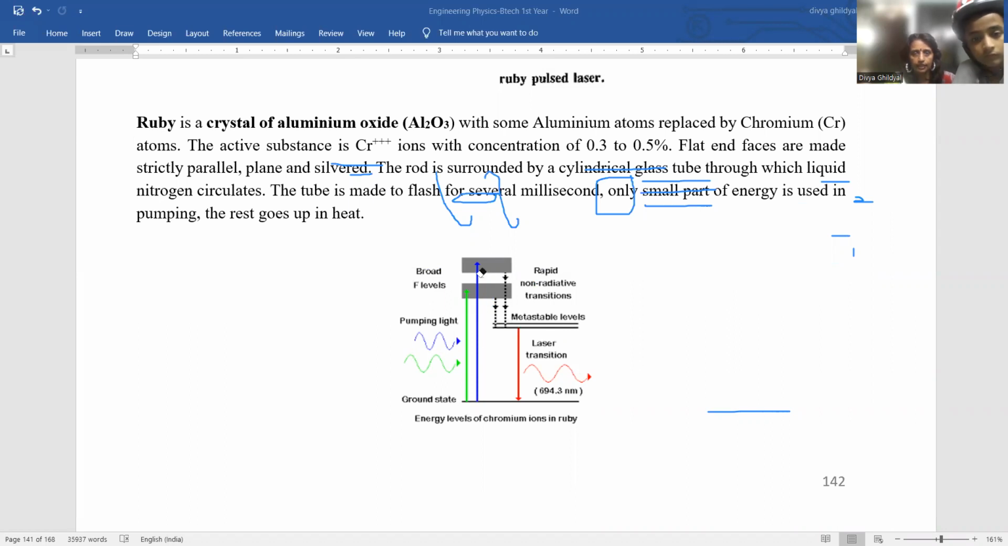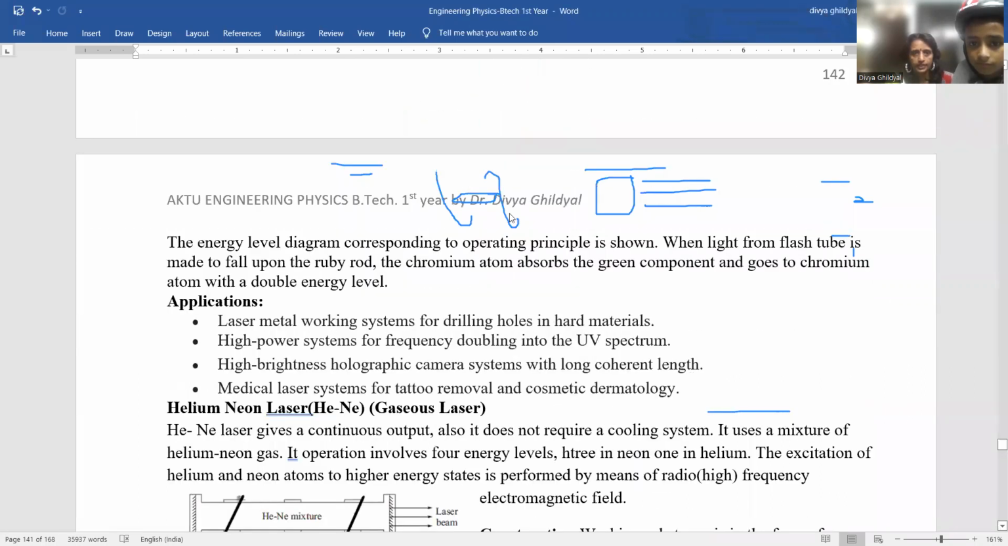From here, they have reached the excited state, then non-radiative transitions, and from the metastable state, we are getting the laser light in the wavelength of 694.3 nanometer. The energy level diagram corresponding to the operating principle is shown: when light from the flash tube is made to fall upon the ruby rod, the chromium atoms will absorb the green component and go to a higher energy level.